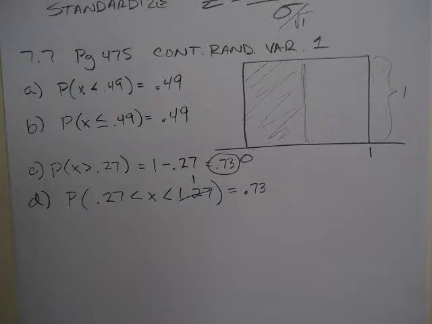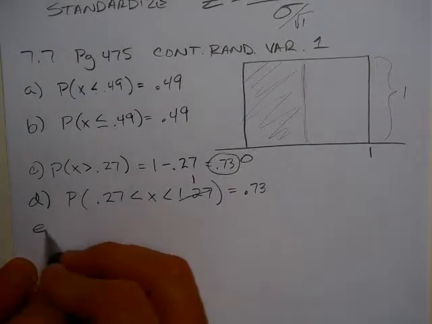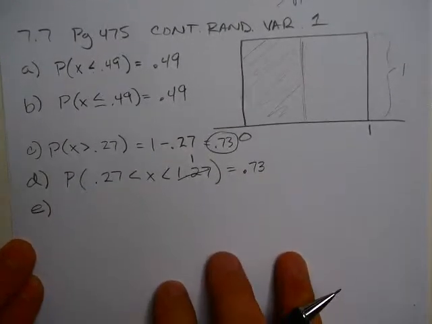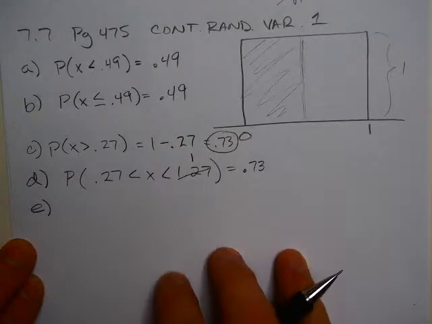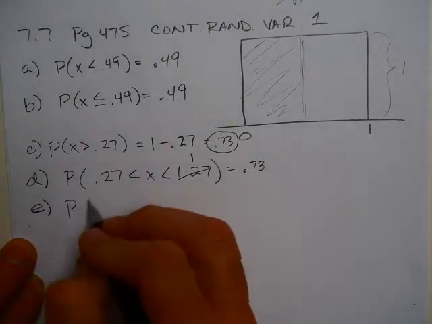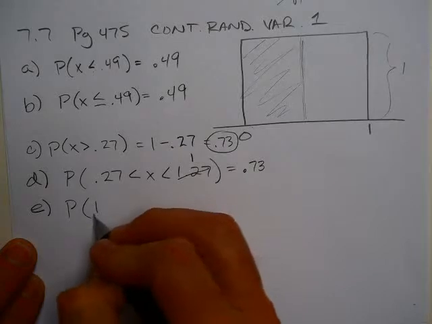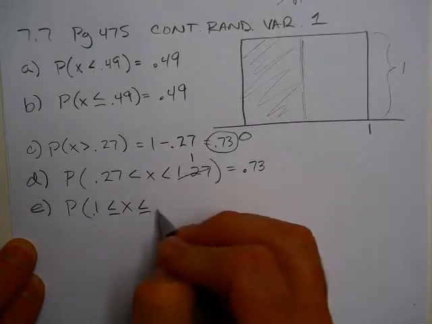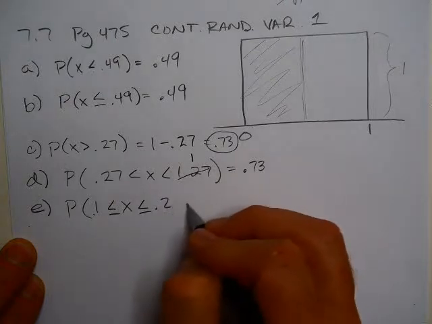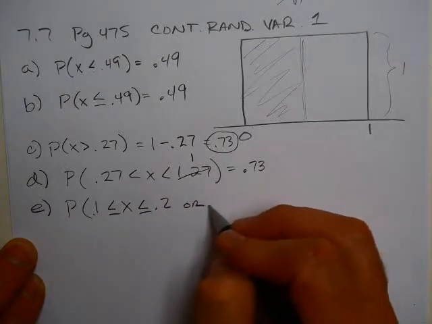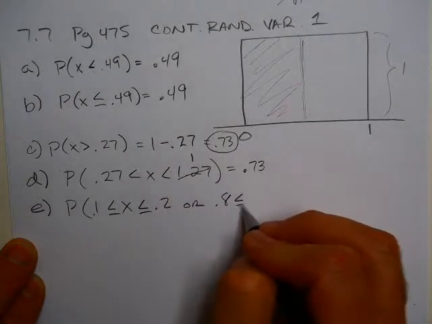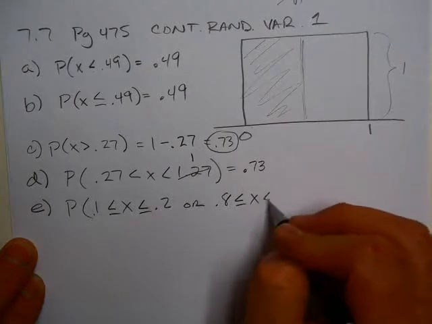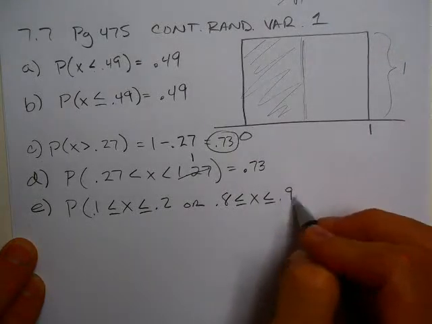Yeah, a little crazy, isn't it? E. Probability: 0.1 is less than or equal to x is less than or equal to 0.2, or 0.8 is less than or equal to x is less than or equal to 0.9.